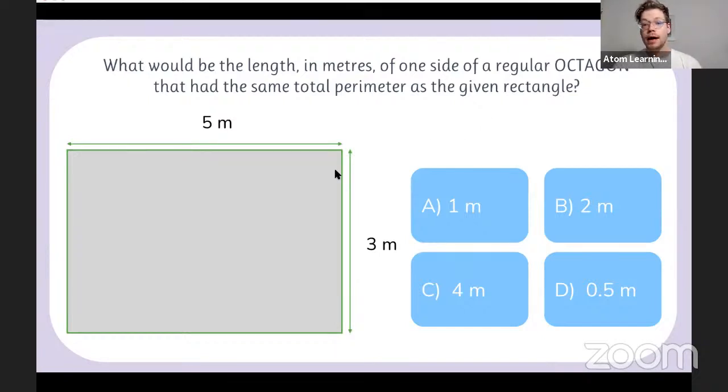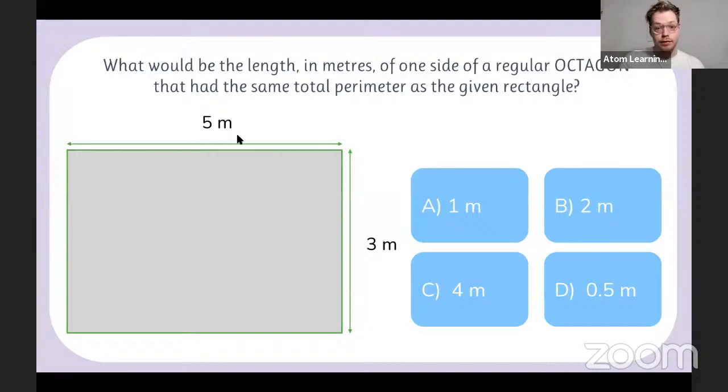Just because this is the warm-up, I am just going to start talking through this so we have time for the rest of the lesson. So what I need to do is find the total perimeter of this rectangle, which is going to be 5 plus 3 times 2. Remember, length plus width times 2. So 5 plus 3 equals 8.